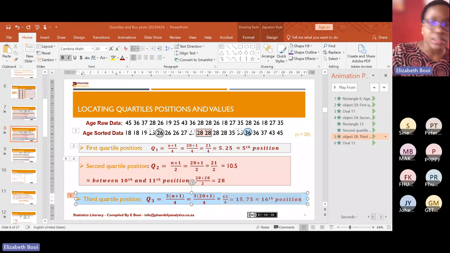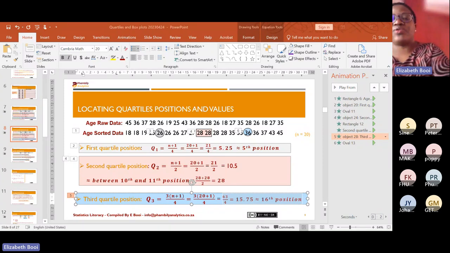0.25 times 21 equals 5.25. So the answer is the 5.25th position. So it's the same. We can estimate it to say it is at position 5, and we can go and count: 1, 2, 3, 4, 5, and that is our 25th percentile of the data.